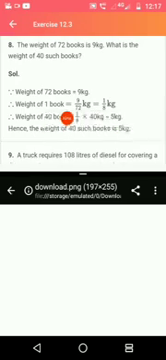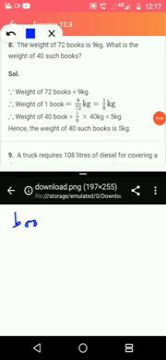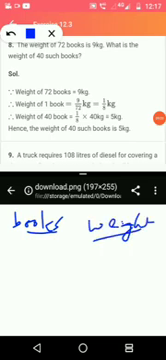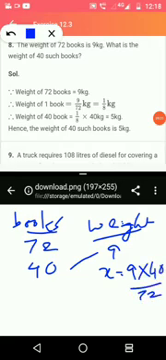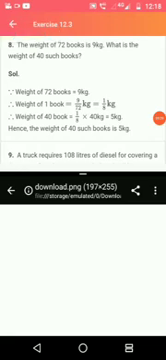The weight of 72 books. So here there are books and here I have the weight. So 72 books is 9 kg. What is the weight of 40 such books? How much is it? Cross multiply 9 into 40 divided by 72. 9 8s are 72, 8 5s are 40. So 5 kg. Fine. Next.